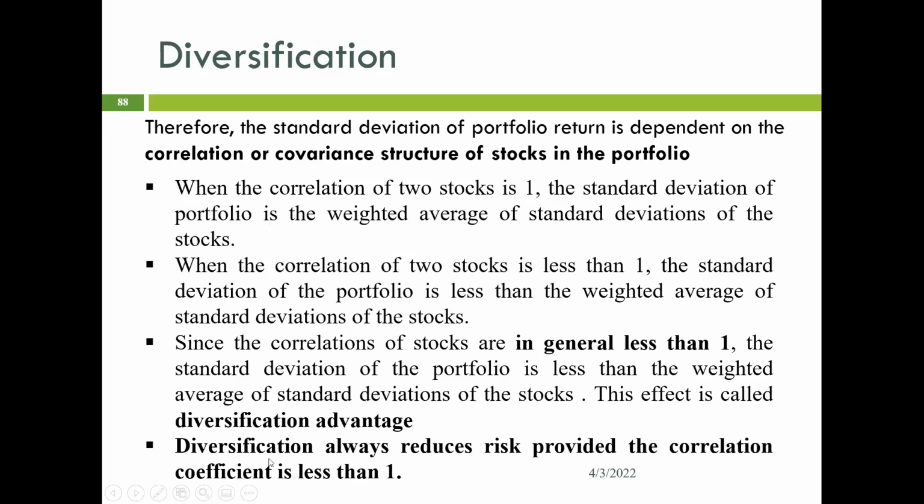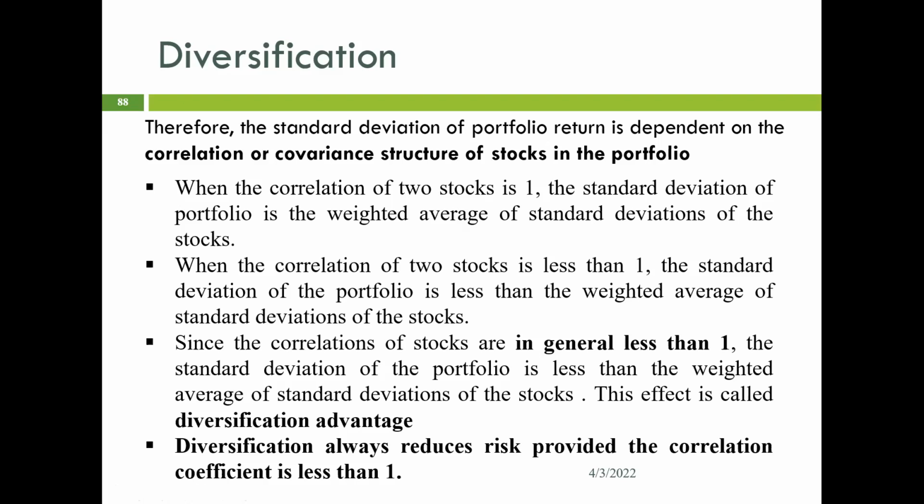So this effect we call the diversification advantage or diversification effect. So diversification always reduces risk, provided the correlation is less than 1. Then you can guess whether you have gained a diversification advantage or diversification effect by constructing this portfolio, simply by looking at the weighted average standard deviation. So that is a rule of thumb actually.